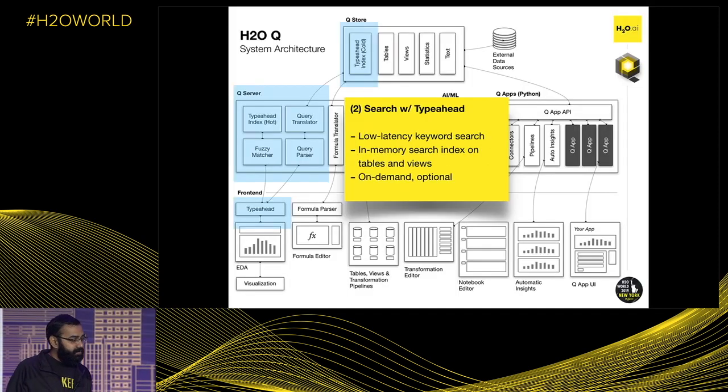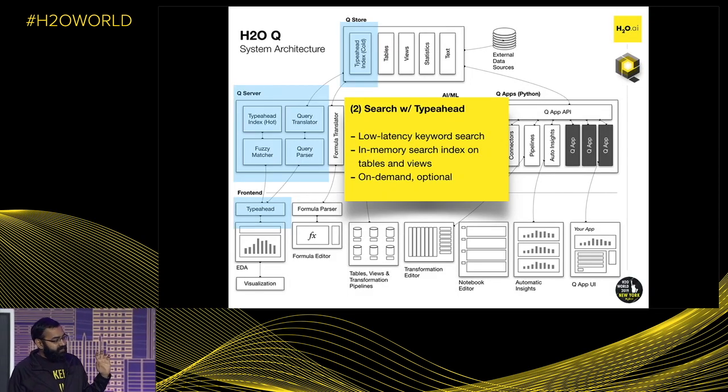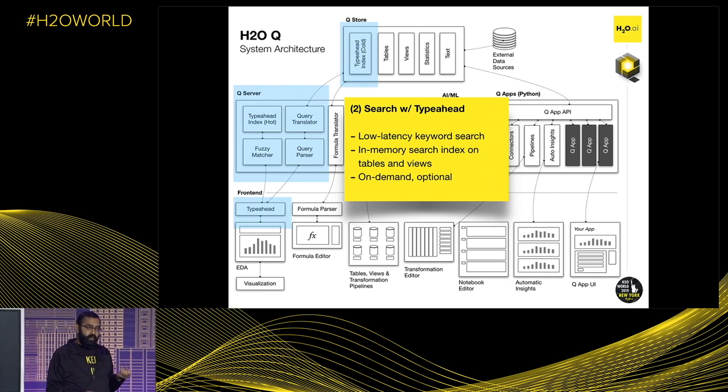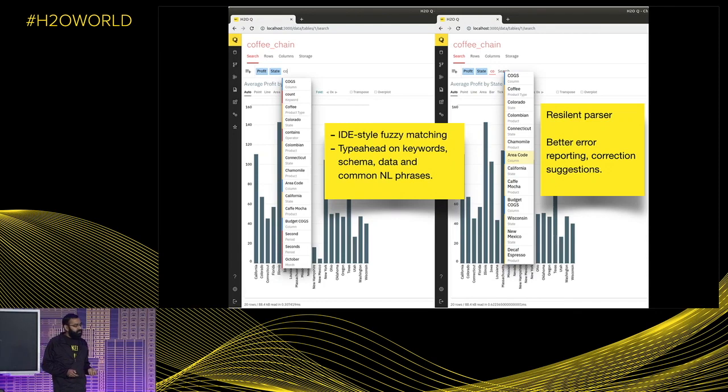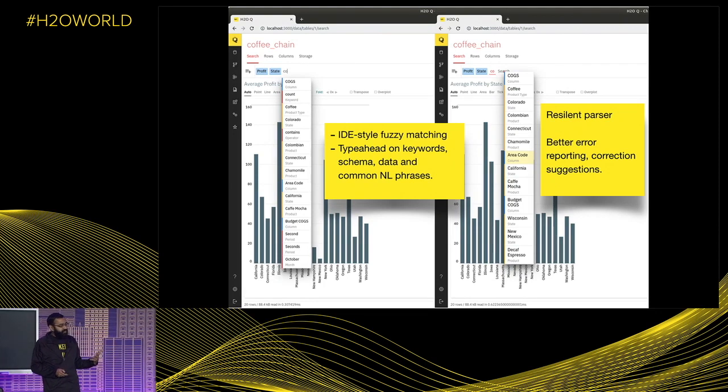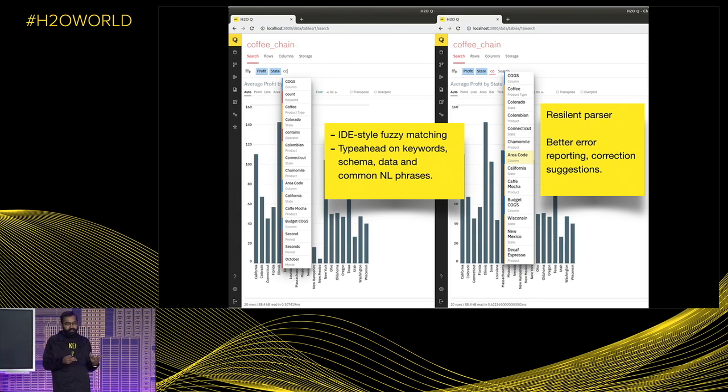There is columnar compression. We support both zlib and zstandard. There is fast search with type ahead. It's a low latency keyword search. We build in-memory indexes on demand, and it's optional. There is IDE style fuzzy matching, type ahead on anything that is there in the data set. So look for keywords, the dimensions, the columns, and also NL phrases as well.